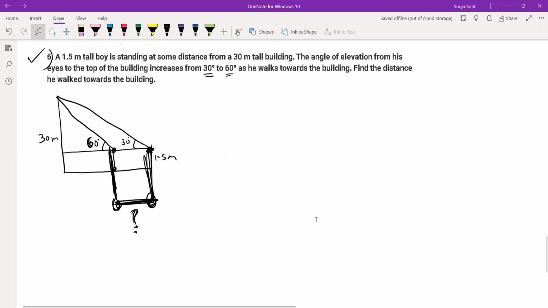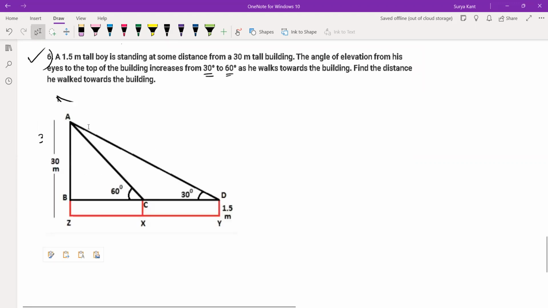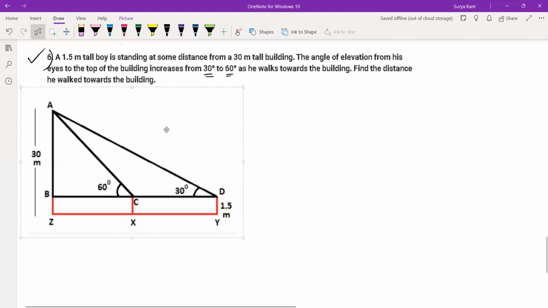So 1.5 meter. Now just copy the question and this figure. I just copy and paste. You may see it clearly. This is the figure you can see clearly. So we have to find the distance from X to Y.